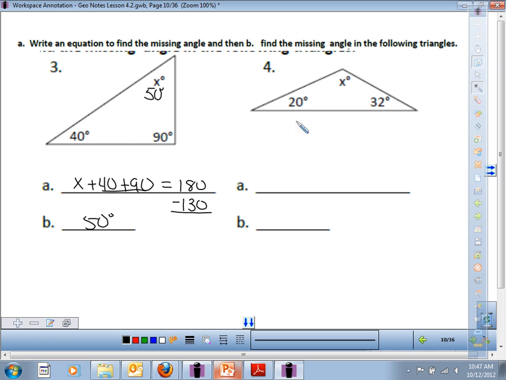All right, number 4, we would do the same process. Here's our equation. X plus 20 plus 32 equals 180. No, you're not going to have to write the equation every time on the homework.